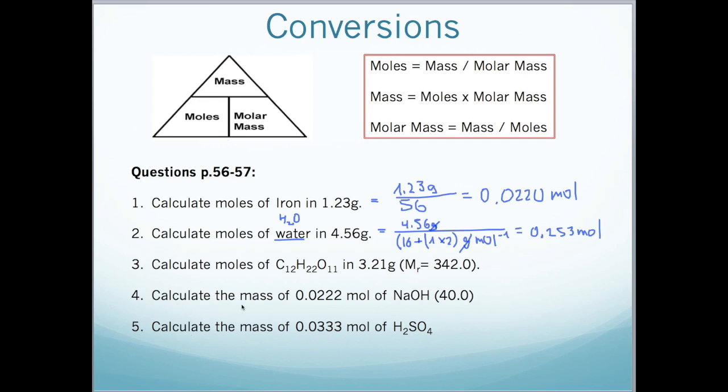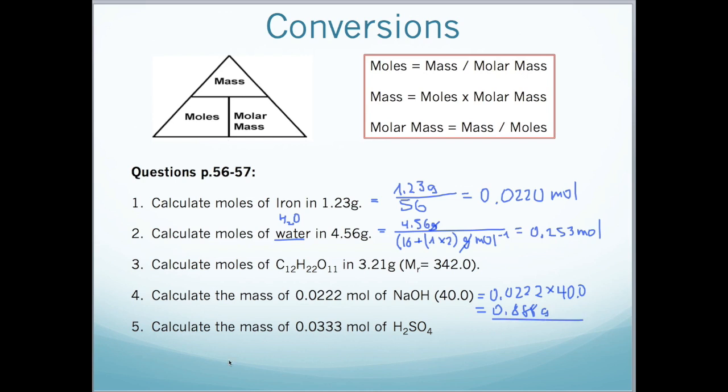So let's do maybe question 4. It says calculate the mass of 0.0222 moles of sodium hydroxide, and we're given the molar mass of 40. So how would we do that? To calculate the mass, we need to multiply moles, which is 0.0222, times the molar mass, which we're already given, which is 40. So the mass we get is 0.888 grams.